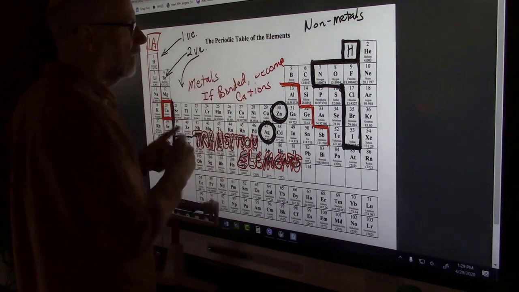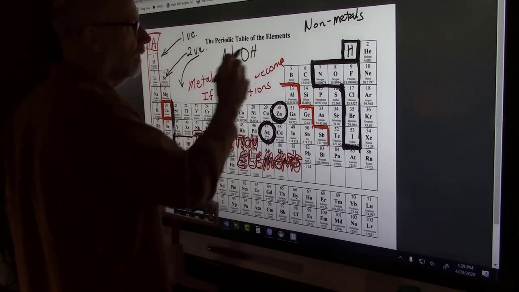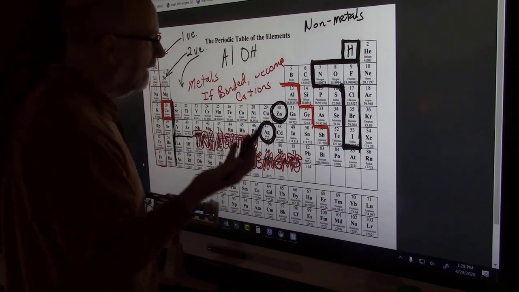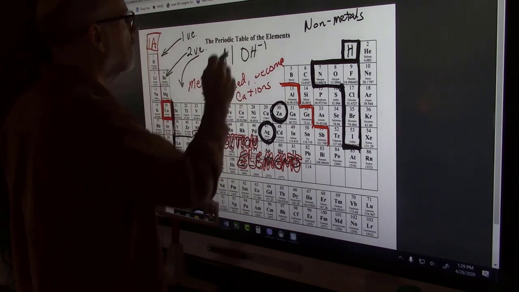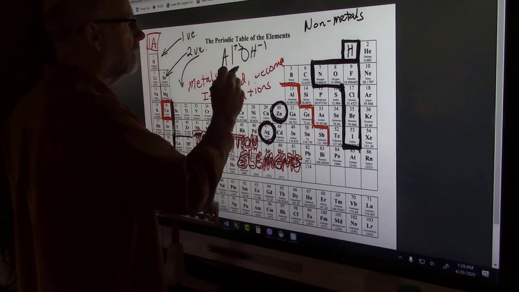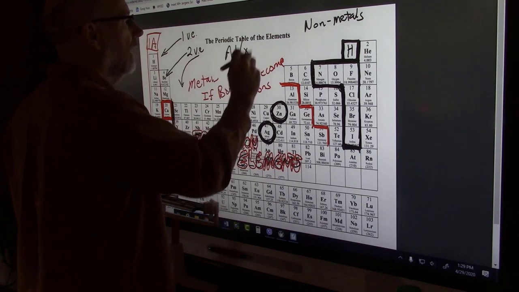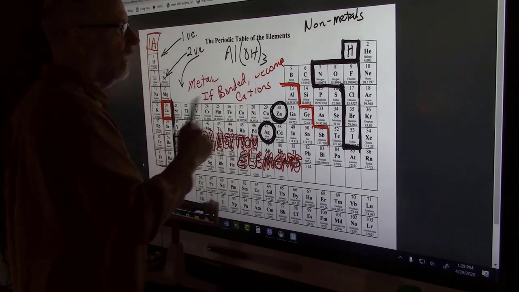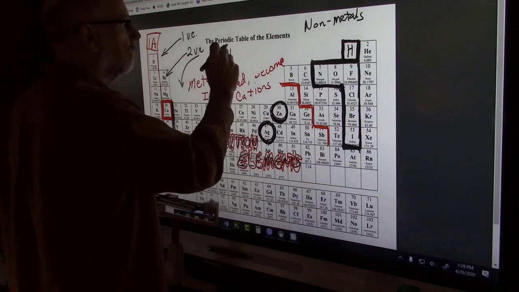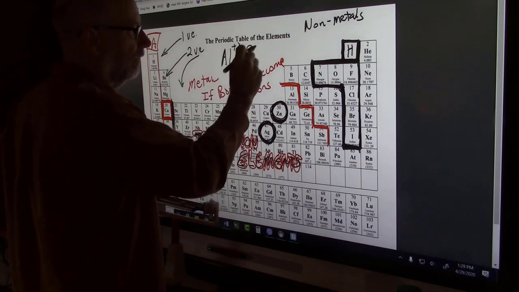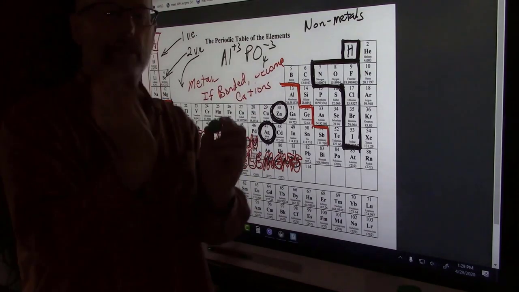If you have aluminum bonded to some sort of polyatomic ion, let's say aluminum and hydroxide, you have to memorize that hydroxide has a -1 charge. Aluminum gets a +3. Crisscross applesauce. The formula is Al(OH)3, aluminum hydroxide. If you have aluminum bonded to, say, phosphate, Al gets a +3. Phosphate from your flashcards, PO4, has a -3. Plus 3, minus 3. Aluminum has a +3 charge.